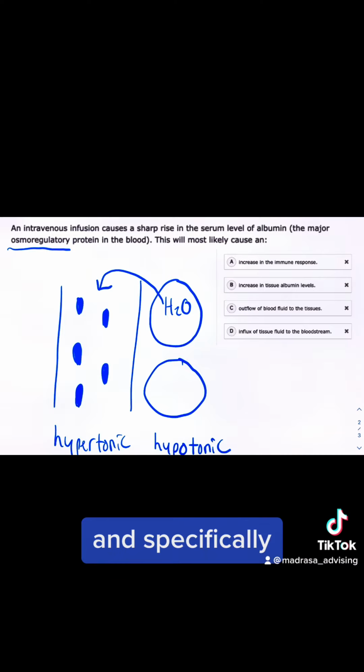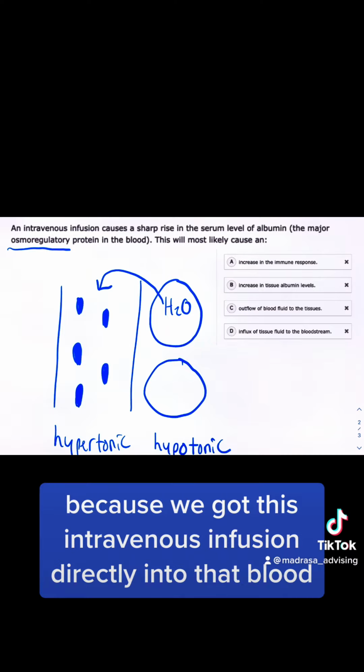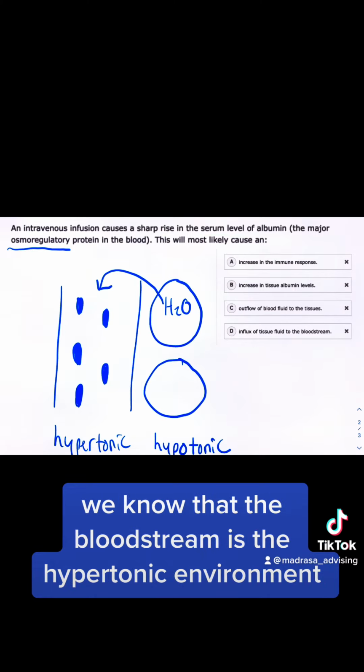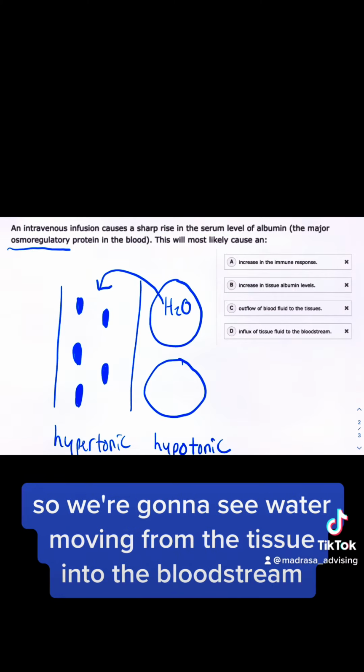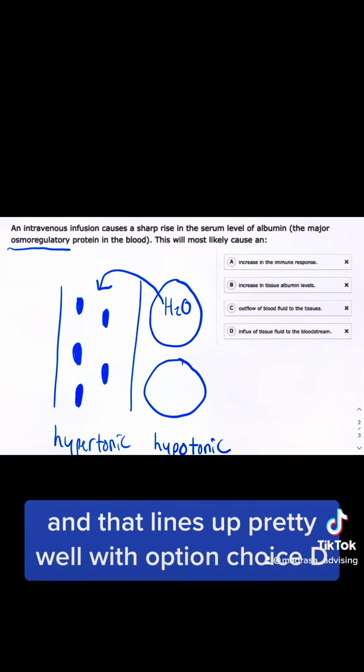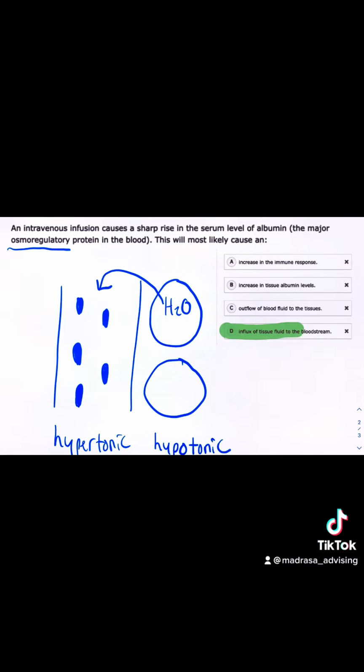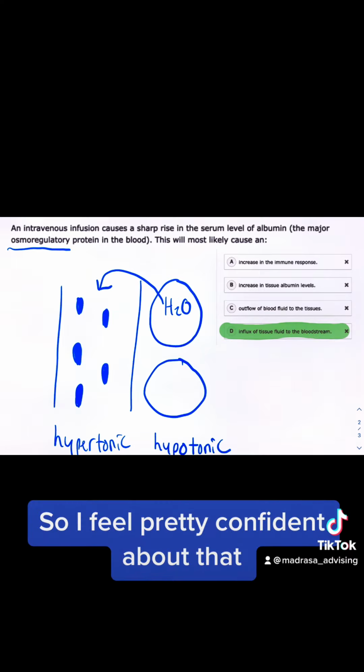Specifically, because we got this intravenous infusion directly into that blood, we know that the bloodstream is the hypertonic environment. So we're going to see water moving from the tissue into the bloodstream. And that lines up pretty well with option choice D. So I feel pretty confident about that.